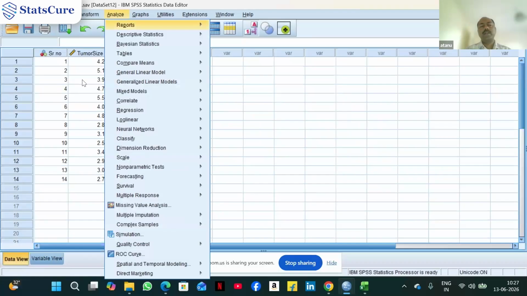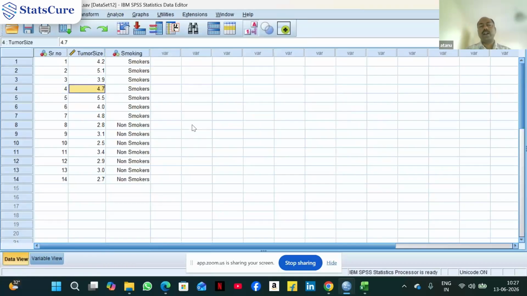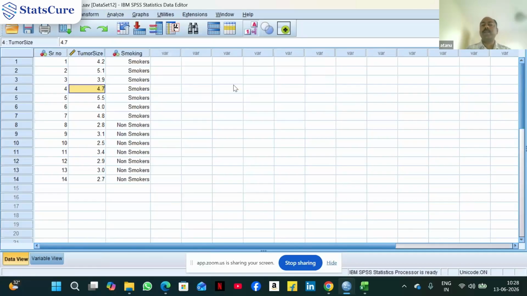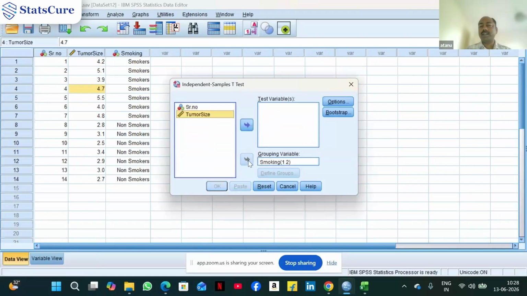So basically, what we are going to test is the mean tumor size between smoker and non-smoker. Smoker and non-smoker are both considered independent groups, and whether their mean tumor size is the same or not is going to be tested. So Andrila, go to Analyze, then Compare Means, and pick Independent Samples t-Test. Our test variable is tumor size, and the grouping variable is smoking status, smoker or non-smoker.